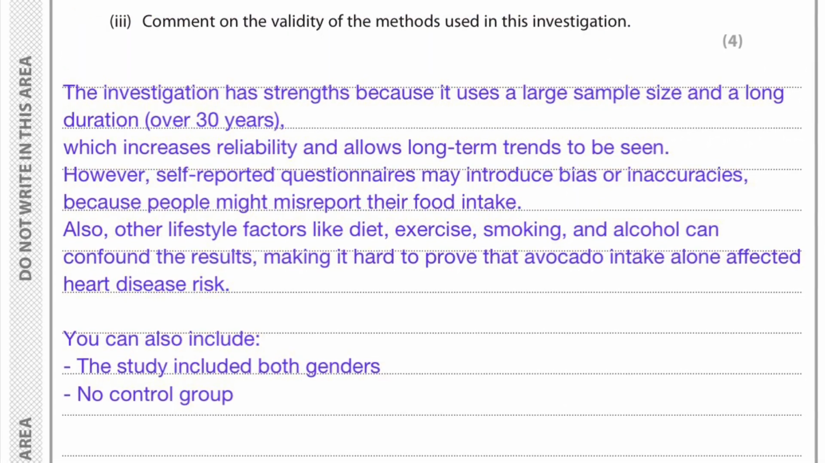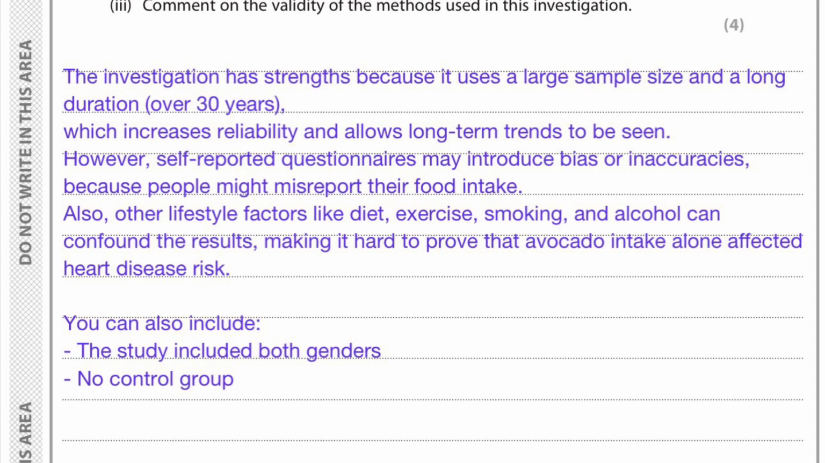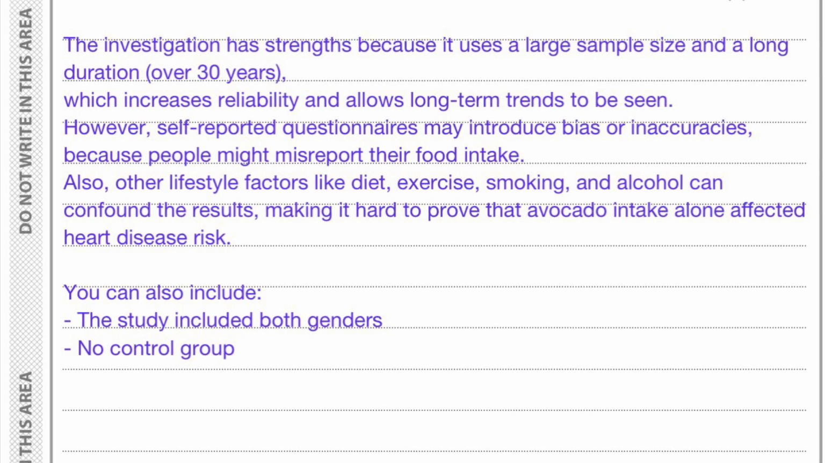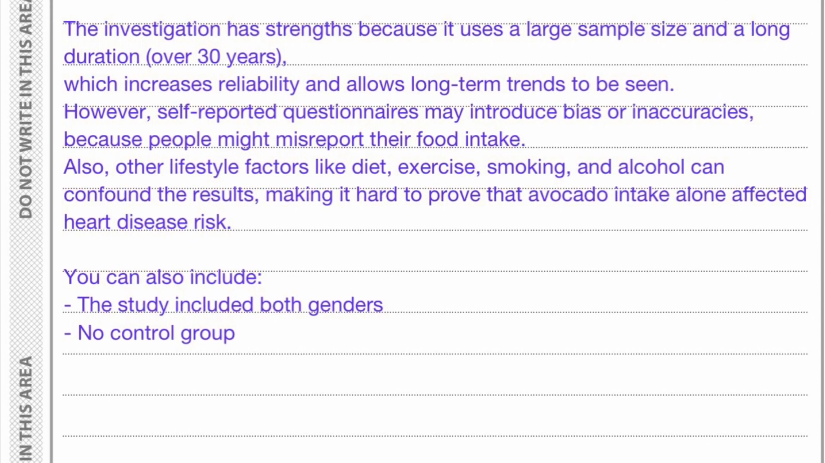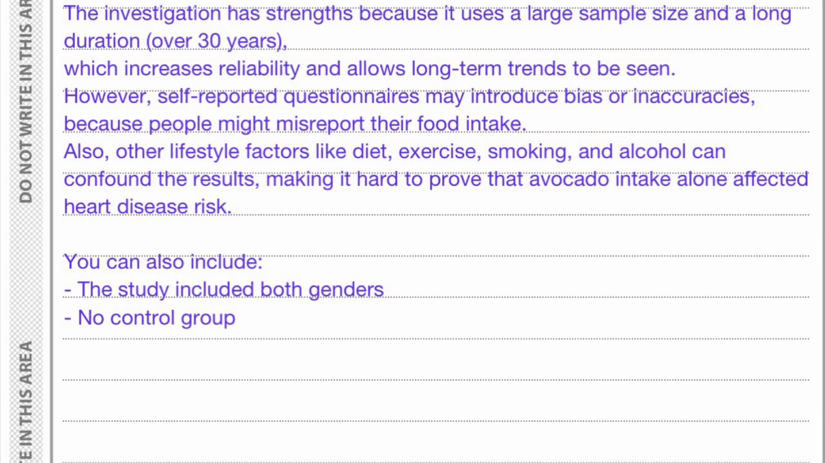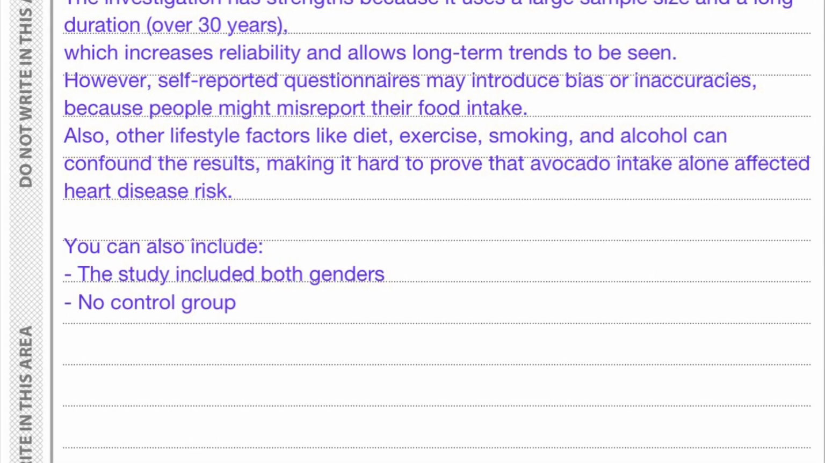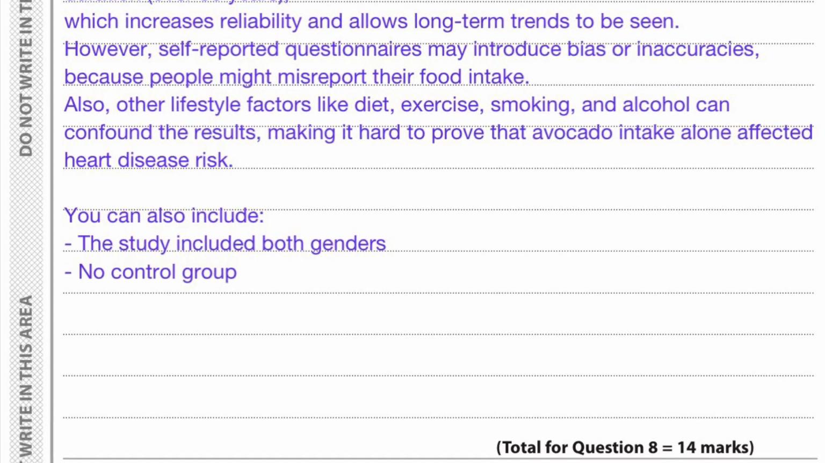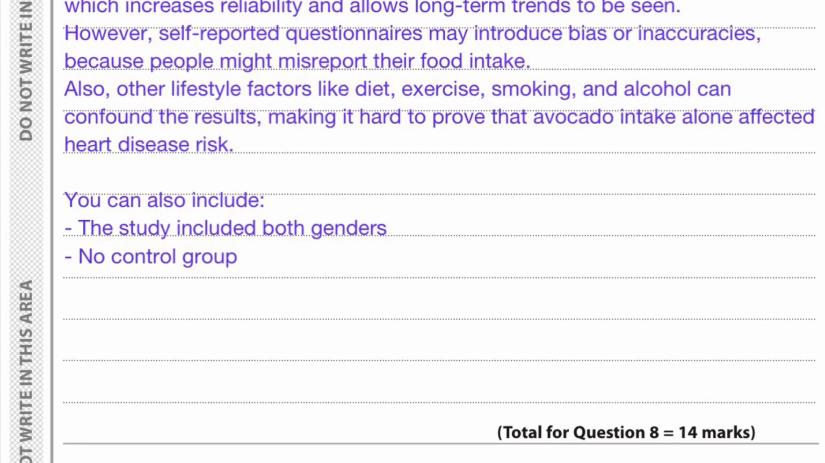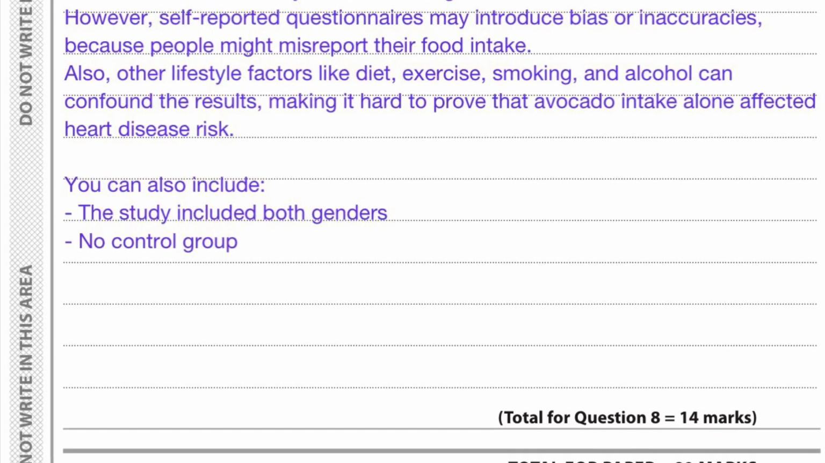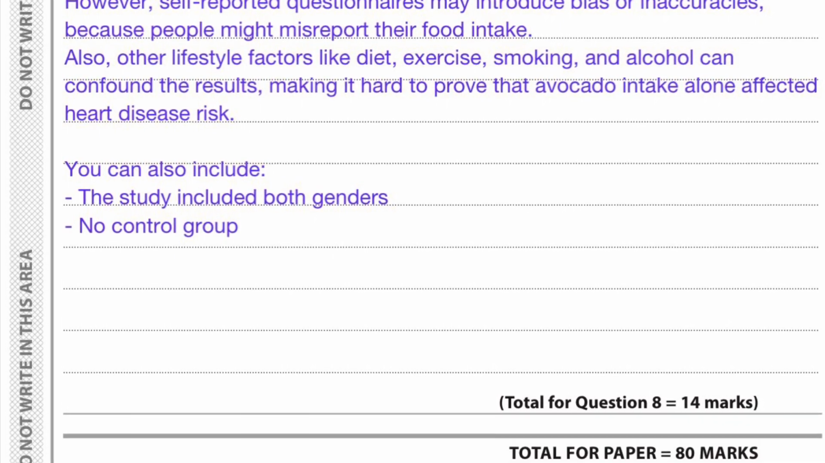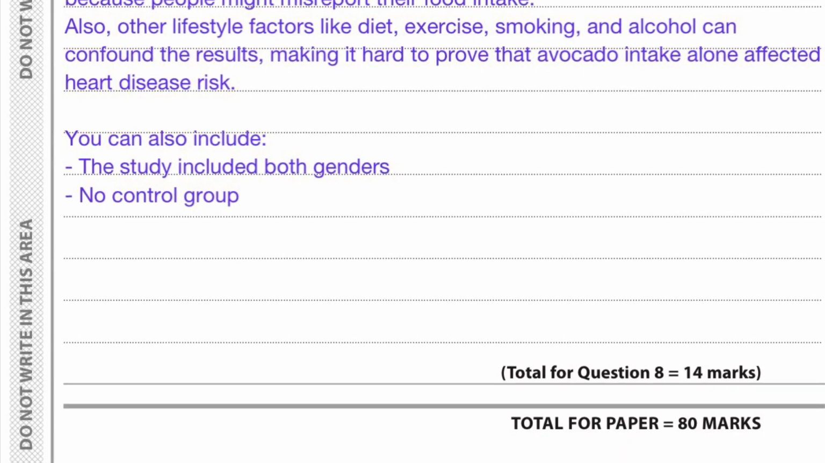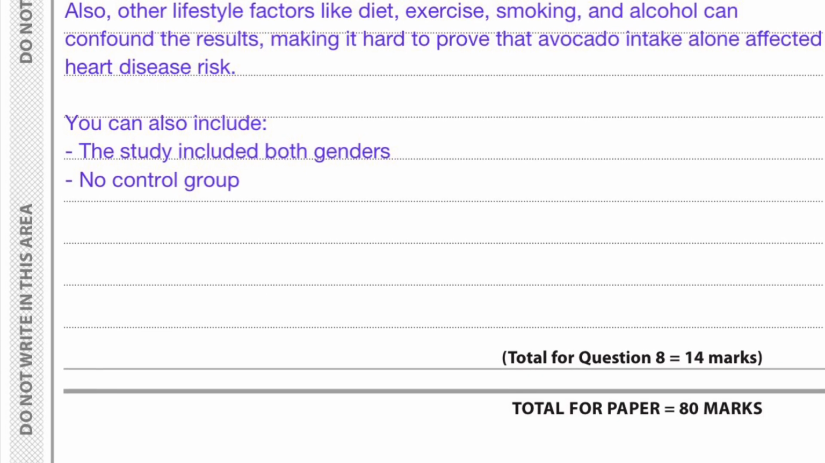Next, they say, comment on the validity of the methods used in this investigation. They want us to critically evaluate the setup of the avocado heart disease study. So I said, the investigation has strengths because it uses a large sample size and a long duration, over 30 years, which increases reliability and allows long-term trends to be seen. However, self-reported questionnaires may introduce bias or inaccuracies because people might misreport their food intake. Also, other lifestyle factors like diet, exercise, smoking, and alcohol can confound the results, making it hard to prove that avocado intake alone affected heart disease risk.